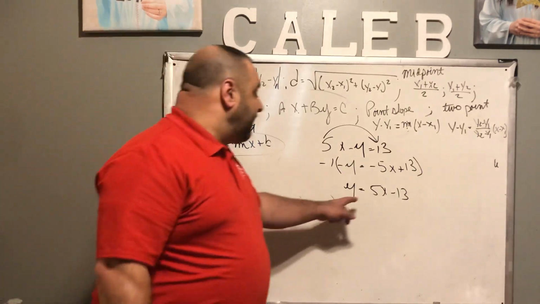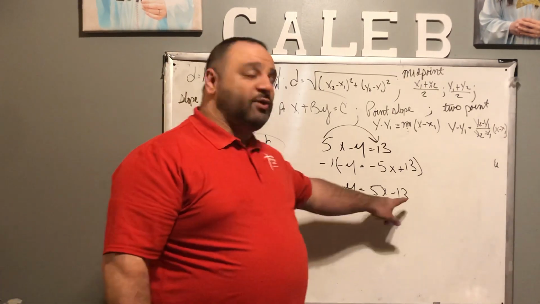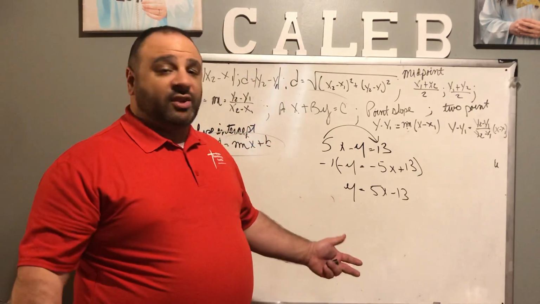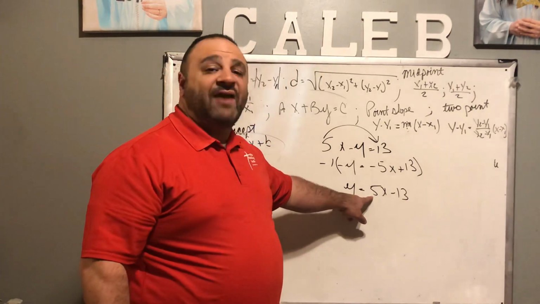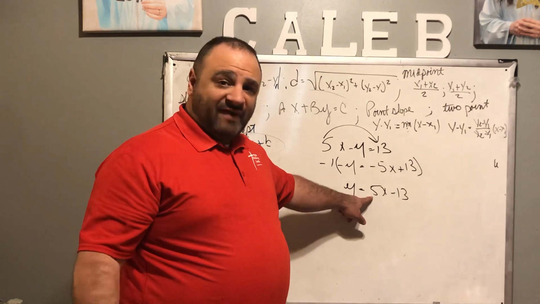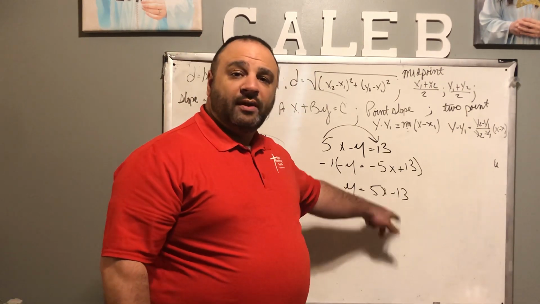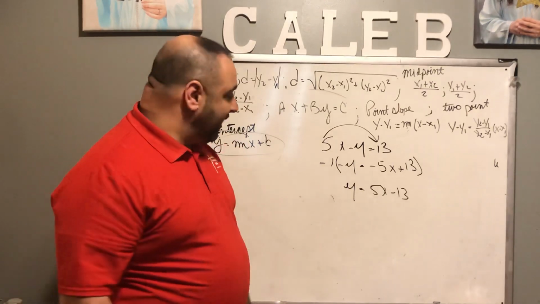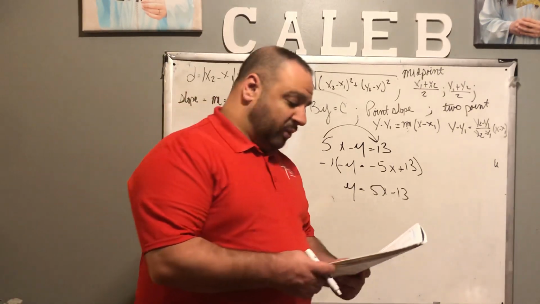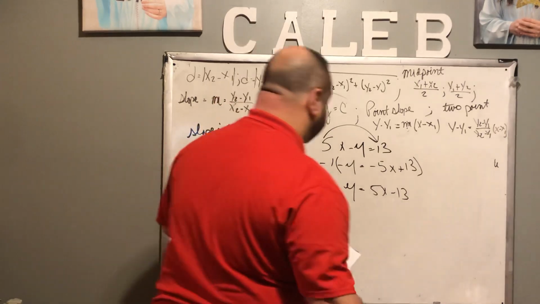Now, from here, we can read the slope and we could read the y-intercept. And from there, we can graph this. So the slope would be 5 over 1. So 5, right? 5 over 1. And then the y-intercept would be 0, negative 13. That's how you would read that. Number 4.